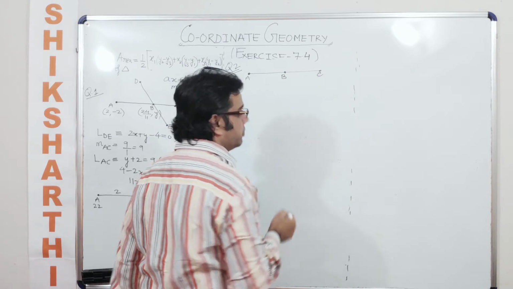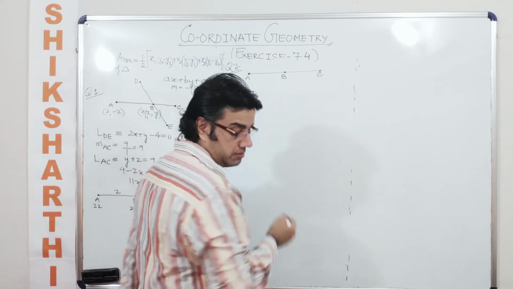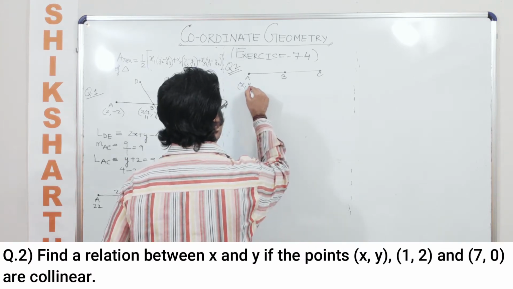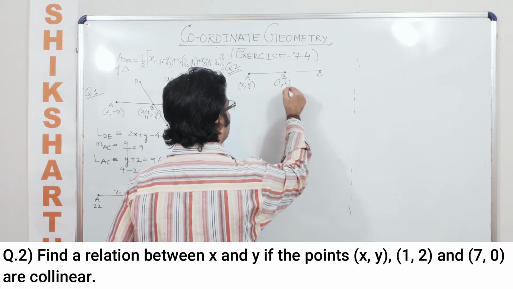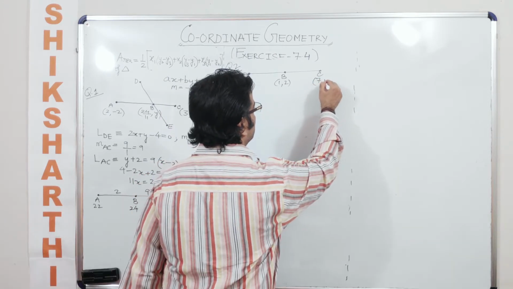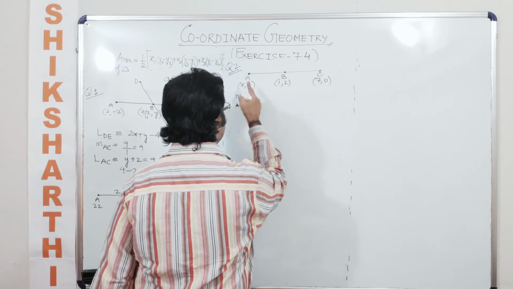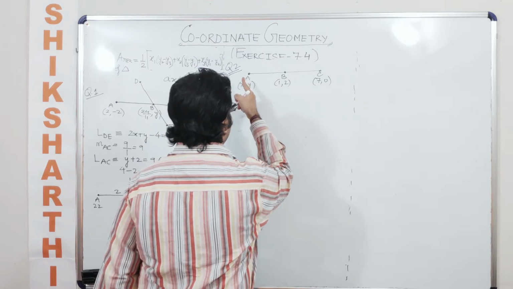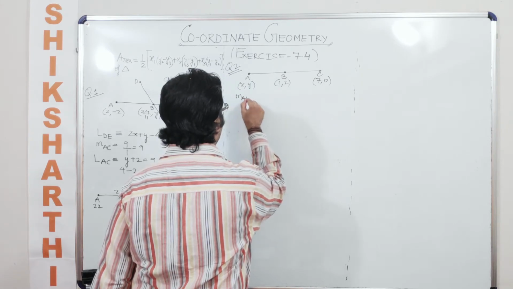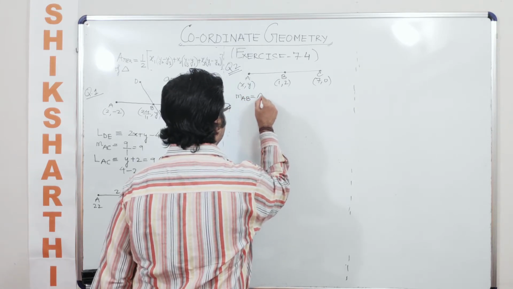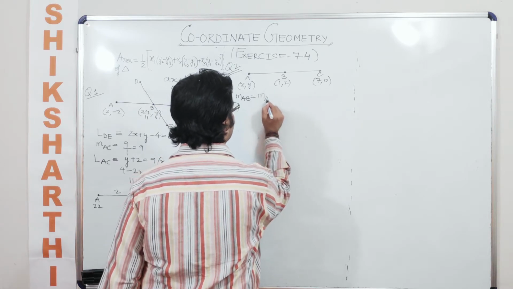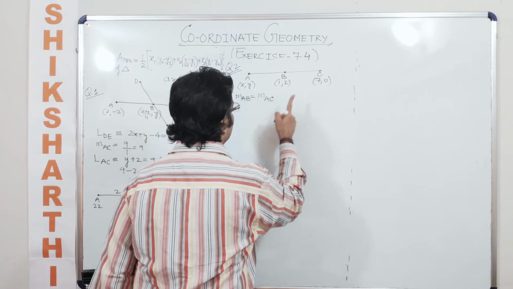So if these are 3 points which are collinear, I just need to pick up the values from here: x comma y, 1 comma 2, followed by 7 comma 0. When I know that A, B and C are collinear, I can say that if the slope of the line segment AB is equal to the slope of the line segment AC, that means ABC are collinear.